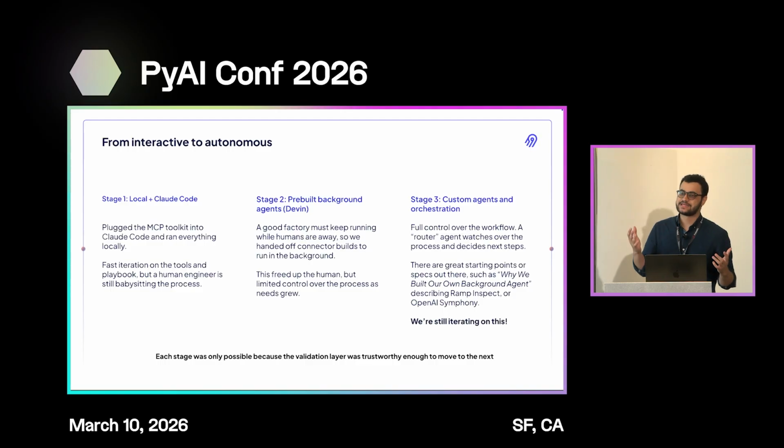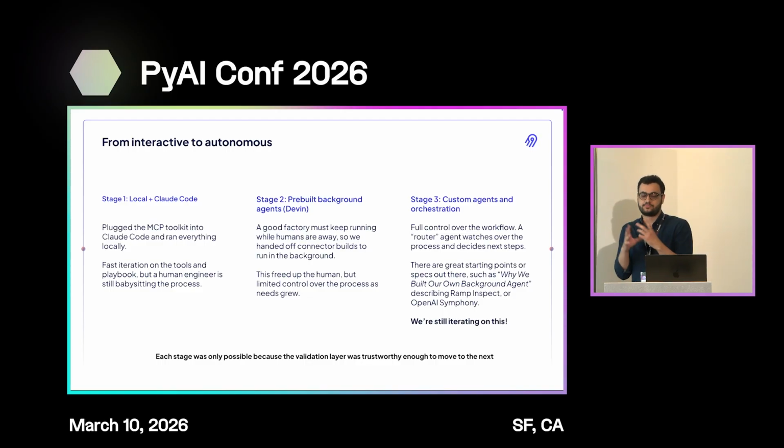And so our next step was to give this toolkit and prompts to Devin, which is a general-purpose, pre-built background agent. That lets us hand off these connector builds to run in the background, free of someone's laptop, right? It worked well for a while, but at some point we wanted a little more control over that process, and we started reaching for something more custom. That's what we're trying out now, with some custom agents and orchestration workflows. It gives us more control over what the agent does and how we move through these different phases.